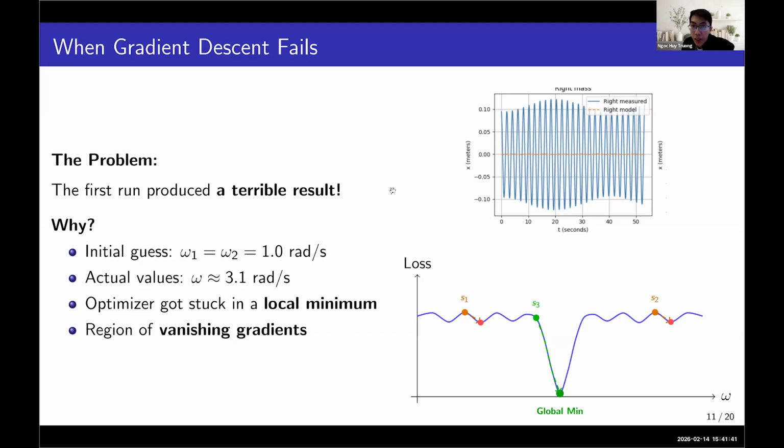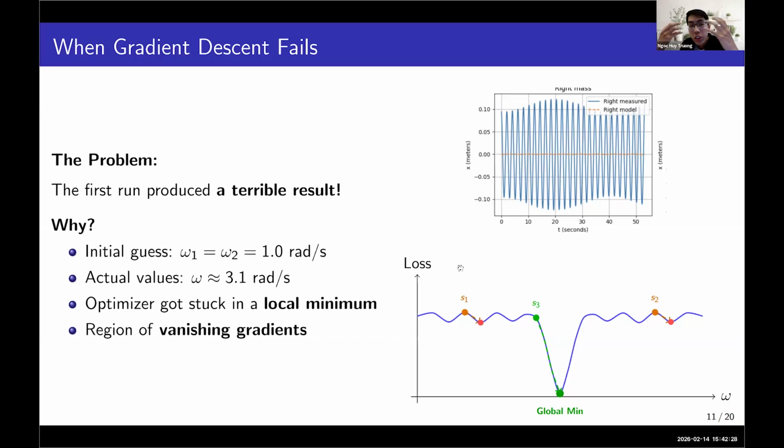In fact, this is a common trouble for machine learning, sort of called vanishing gradient. You can look at the landscape of the loss function here. The landscape has a lot of local minima. If your initial value starts somewhere not close to the global minimum, you're going to end up in some local minimum and get stuck. Our initial guess is just 1, and the actual value is 3 point something, 3.1, and the optimizer got stuck. So not very good.